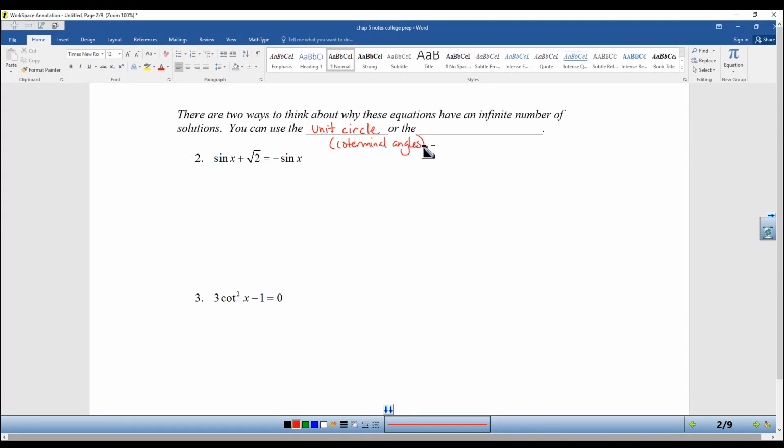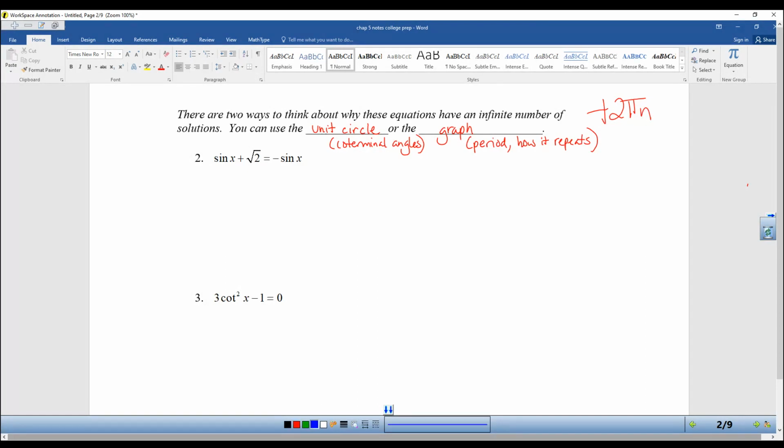Or you can think about the graph and the period, how it repeats. So either way that makes the most sense to you, you have to add 2 pi n to your answer. Oops, 2 pi n. Okay, let's do another one.